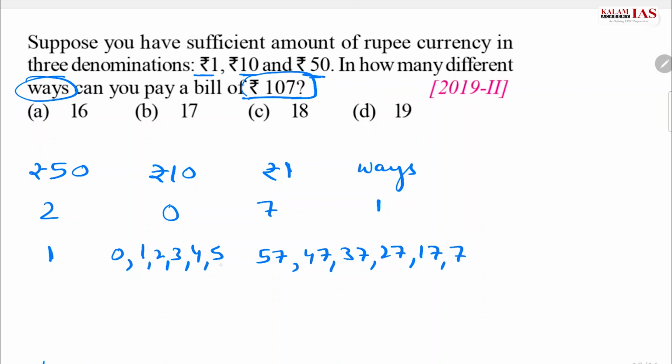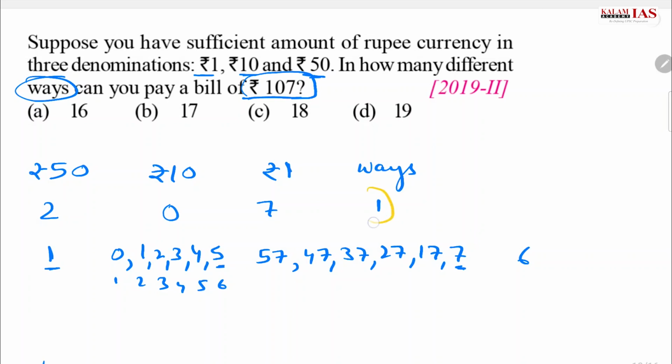So for example, if you are taking 5 10 rupee notes and 1 50 rupee note, the summation will be 50 plus 10 into 5, that is 100, and 7 1 rupee notes. So the possible ways are 1, 2, 3, 4, 5, 6. So this is possible in 6 possible ways.